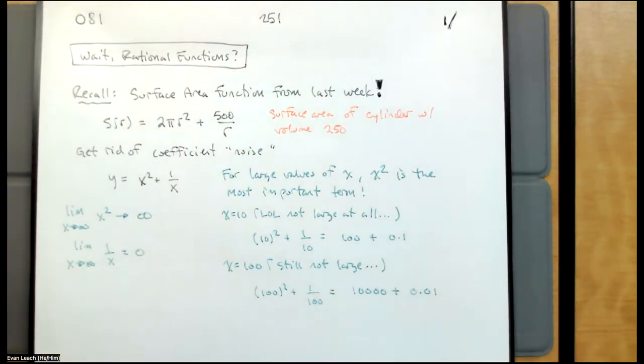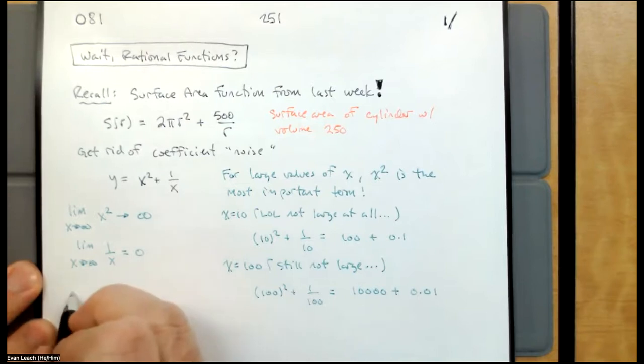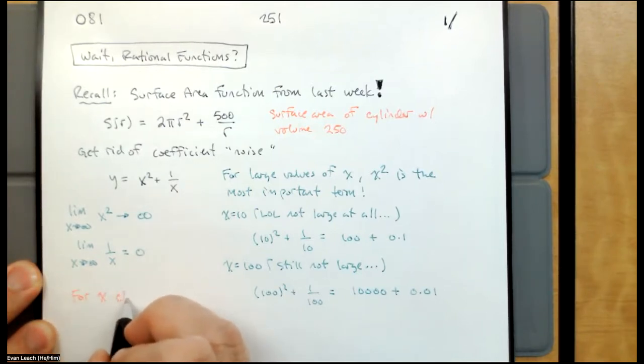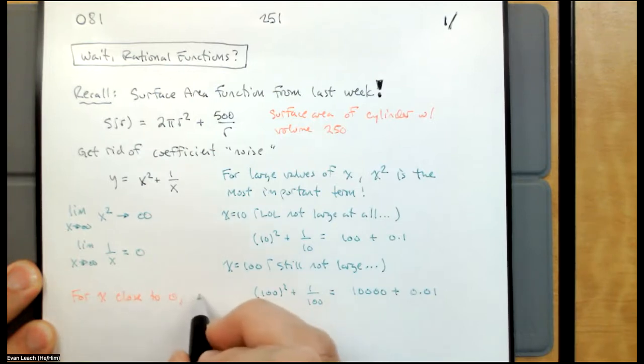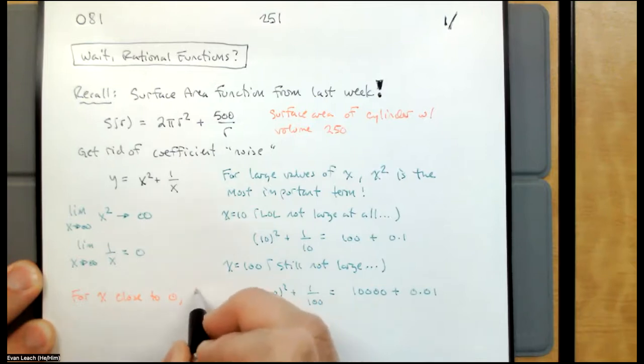But if we start thinking about values of x that are close to 0, the roles get reversed. For values of x close to 0, 1 over x is the most important term.